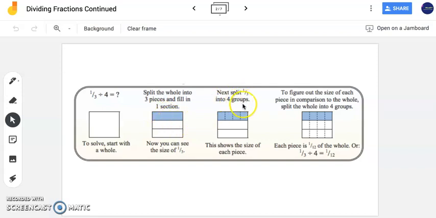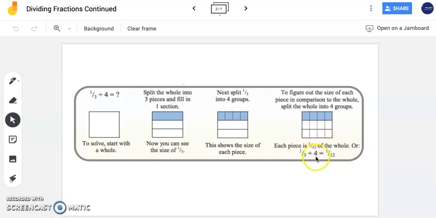Next, split 1/3 into 4 groups because notice we're dividing by 4. This shows the size of each individual piece. To figure out the size of each piece in comparison to the whole, split the whole into 4 groups. Each piece, if you look at this figure, is 1/12 of the whole. And that's going to tell you what the answer to the problem is.